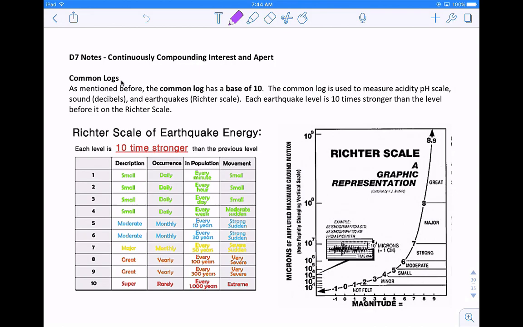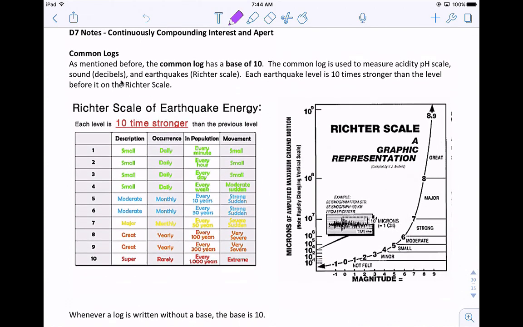So to review, we looked at common logs. As mentioned before, the common log has a base of 10. The common log is used to measure many things like acidity on a pH scale, sound, and earthquakes on the Richter scale. For example, each earthquake level is 10 times stronger than the level before it on the Richter scale, so we can see it's exponential because we're multiplying by 10 each time. That kind of shows you an example of that right there.